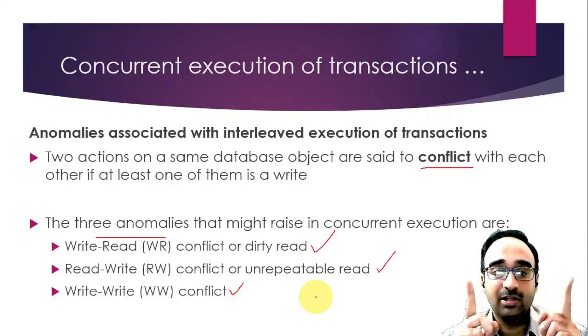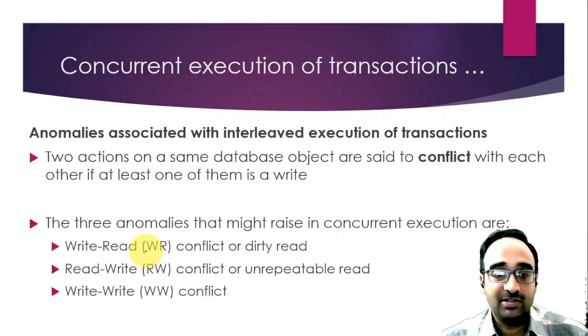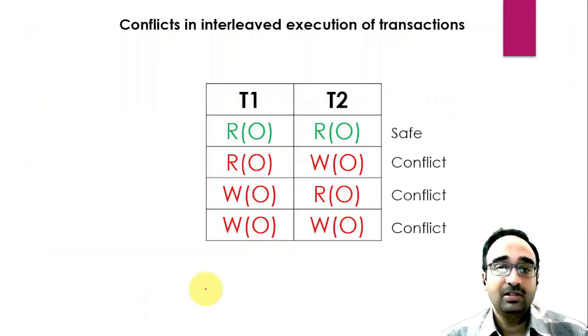Okay, when both are read operations, there is no problem. Only when at least one, either this or both, are write operations, then we can say it is a conflict. So you can see here in the conflicts, it is one write, or it is the other one which is write, or both of them are write. That's why I'm saying it is at least one. Okay, you can see this table and you can understand.